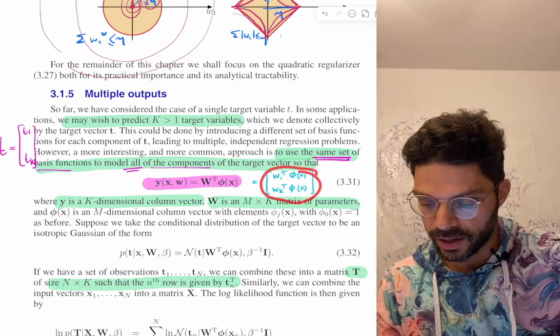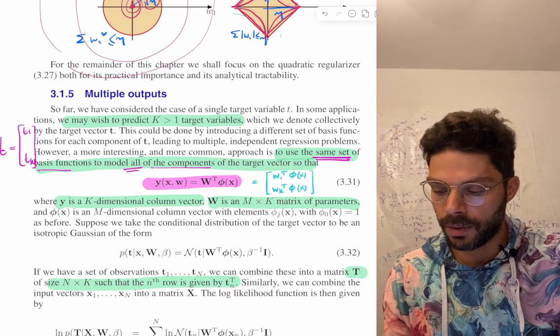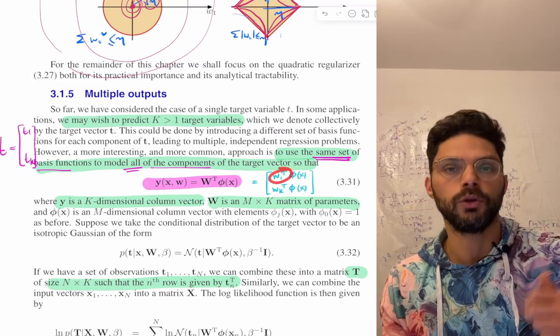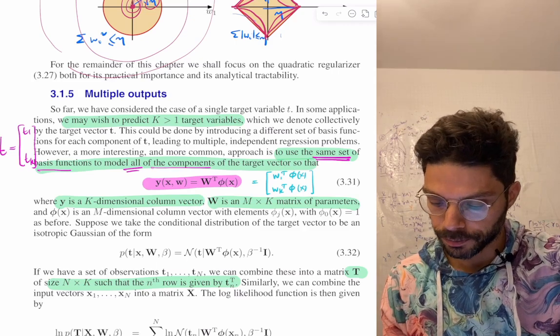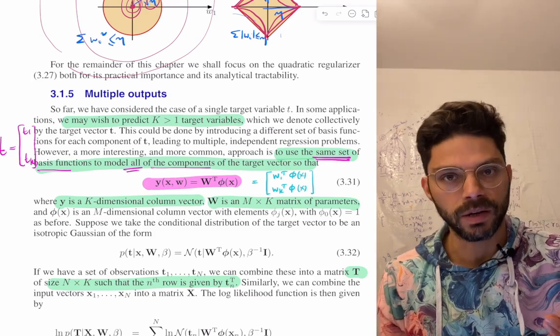We still are going to get k outputs, and we're going to compute those outputs by projecting the features for the input onto k different weight vectors. And so obviously the game is going to be, how do we figure out what those weight vectors are?